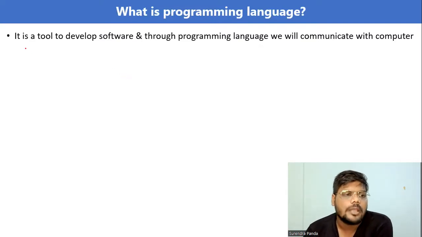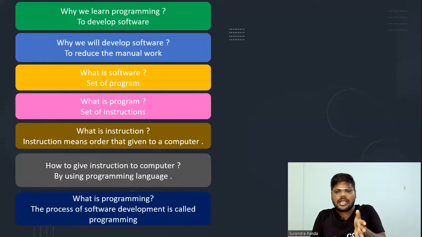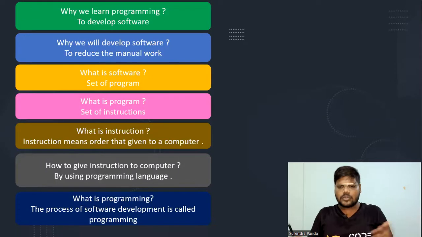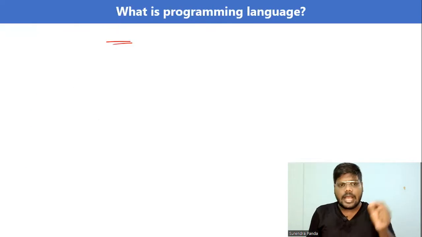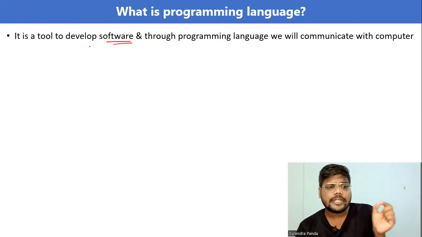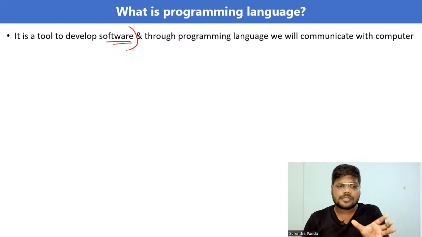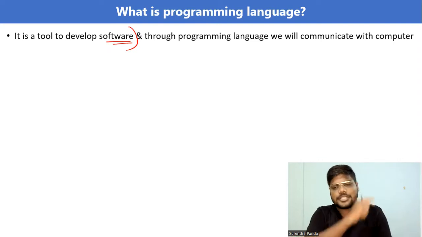See, programming language is what? It is a tool to develop software. Sir, why will we learn C language? To develop software. And what does programming language mean here, sir? It is a tool to develop software. Why will we develop software? To reduce the manual work. How to develop software? Using programming language.